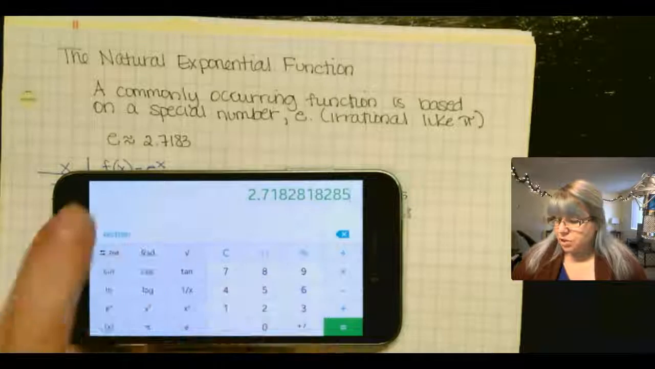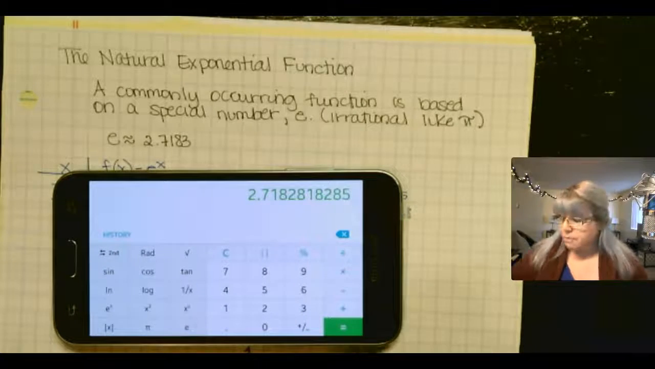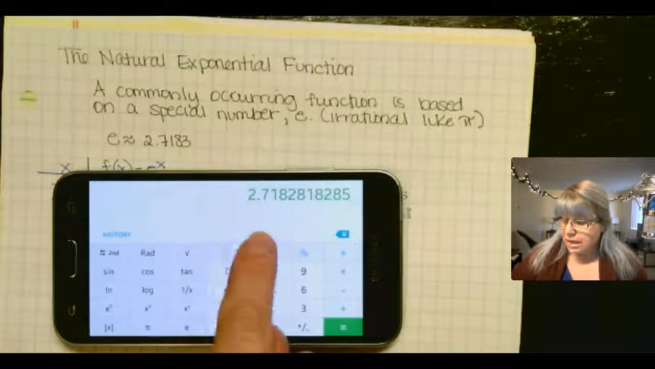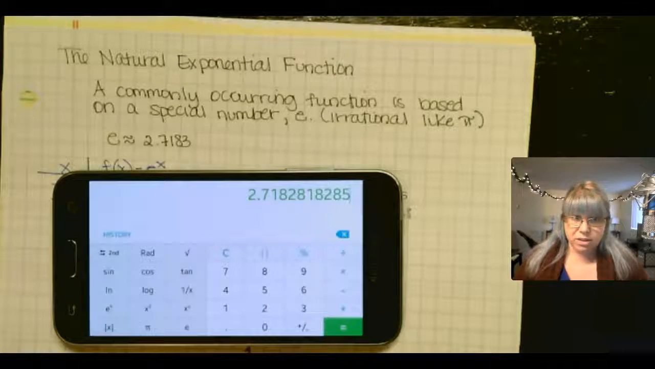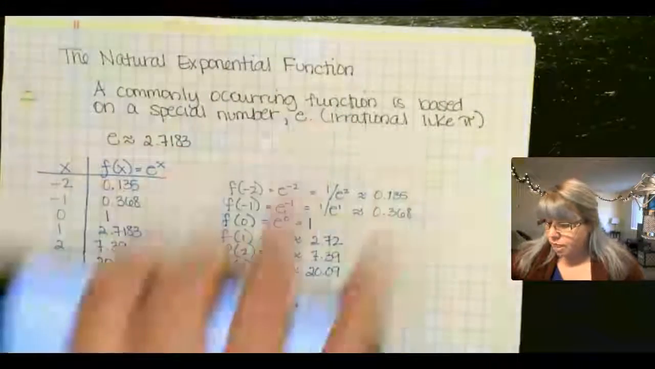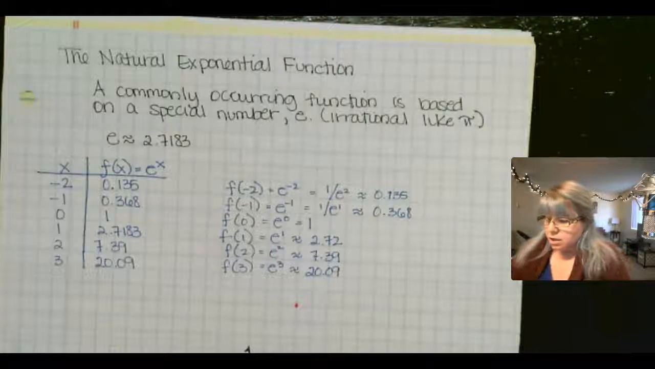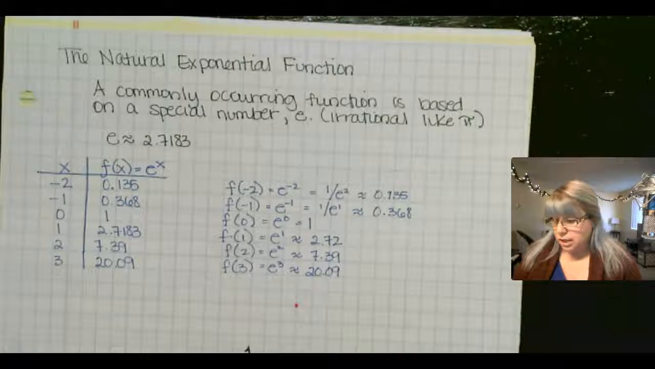But instead of just using 2.7183, which is what we're going to use, e goes along the lines of 2.7182818285, so on and so forth. Okay. So e is incredibly helpful, especially with financial functions. Okay. So let's figure out what e to the x will look like.